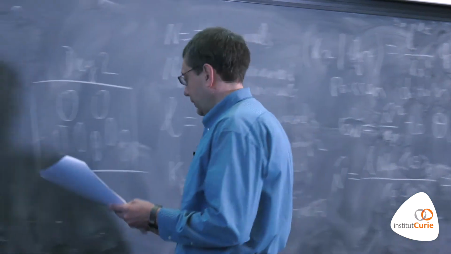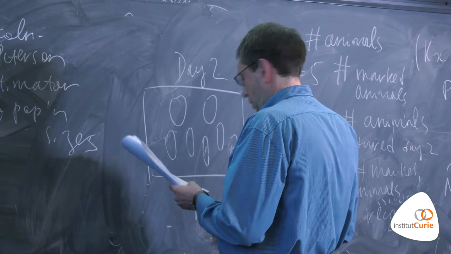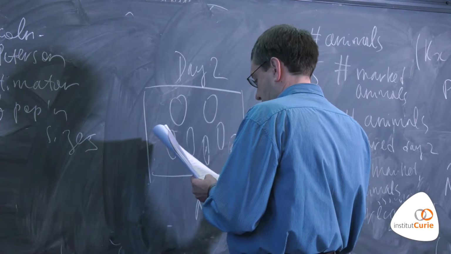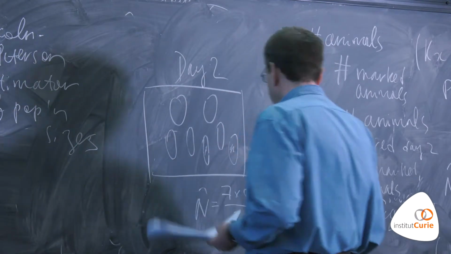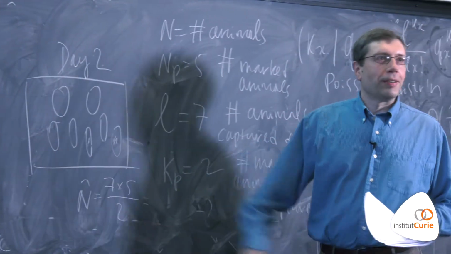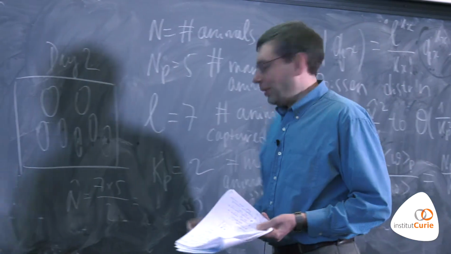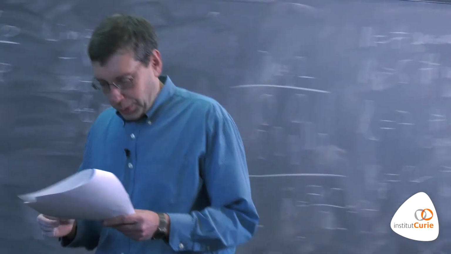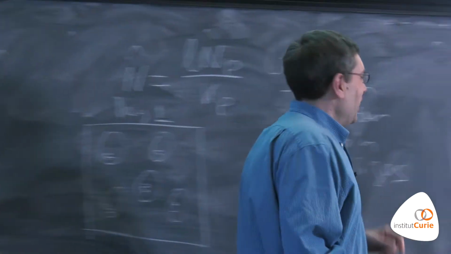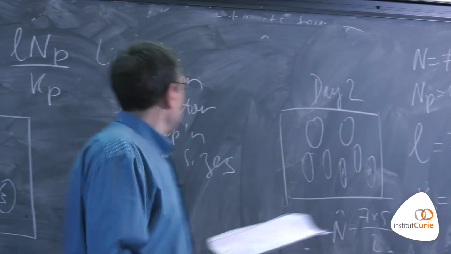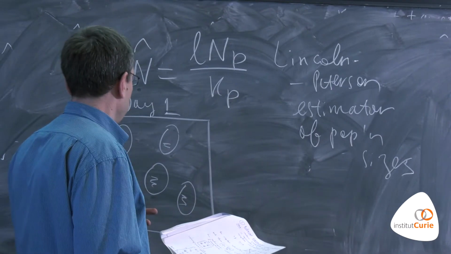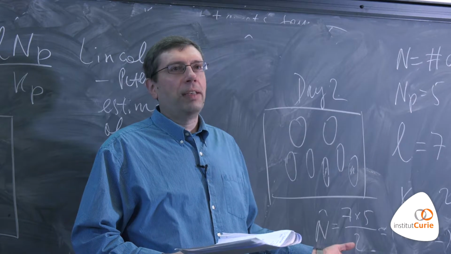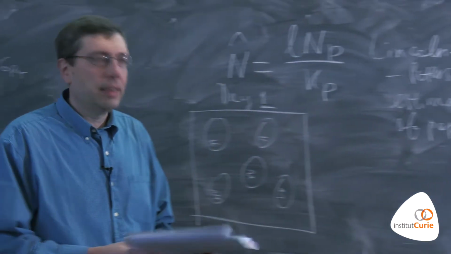Okay, so we can estimate. So L was 7, and P was 5, and Kp was 2. So unfortunately, it's not a round number. It's 35 by 2, but you could say it's approximately 17, right? Because you have to have a round number. I was hoping for a round number. But okay, and of course it makes sense, right? Because if you marked only 5, and 2 of them were captured in such a small sample, then the population must be small, right? This formula sort of makes sense.